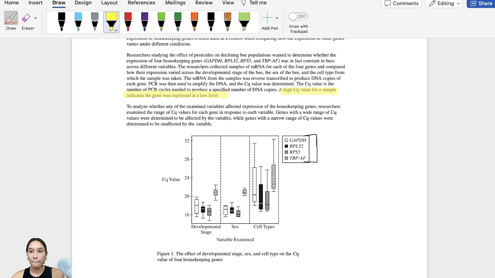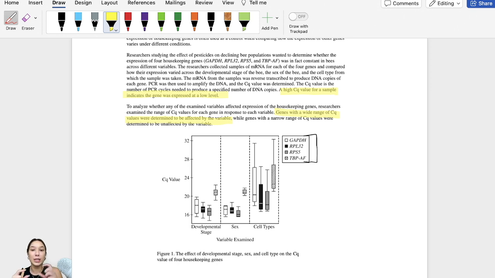And then genes with a wide range of CQ values were determined to be affected by the variable. Because if there is a wide range of CQ values, that means there's a wide range of expression, okay? Therefore, the variable is playing a role in the expression, right? If there is a really wide range of GAPDH expression between developmental stage, sex, and cell types, that means that the sex affects GAPDH expression and cell type affects GAPDH expression.